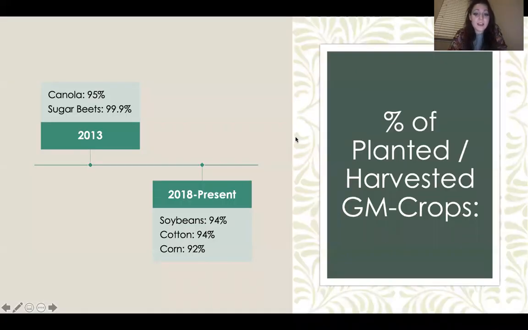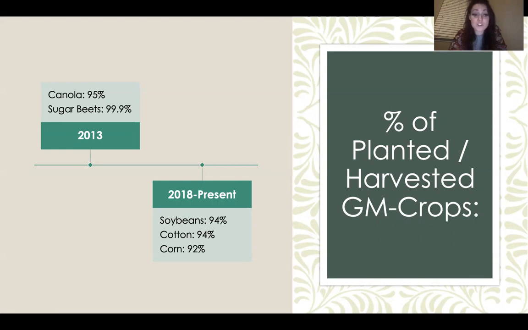Now, crops that have been genetically modified have a pretty high rate out there of the percent that we're planting and harvesting. So look at this in 2013. Now think about that, 2013. We started using CRISPR for GM modification in these plants and crops. Now in 2013, 95% of canola that we planted and harvested in the United States was genetically modified.